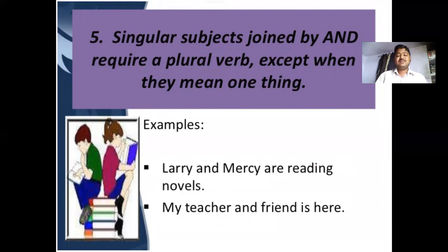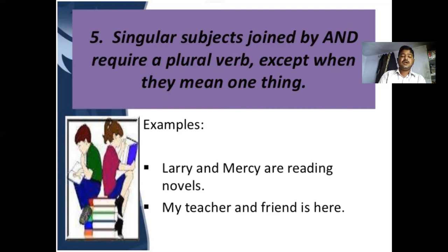My teacher and my friend is here. Look at this: my teacher and my friend is here. Why did we use the singular concord here? Because the teacher as well as the friend is only one person, a single singular.